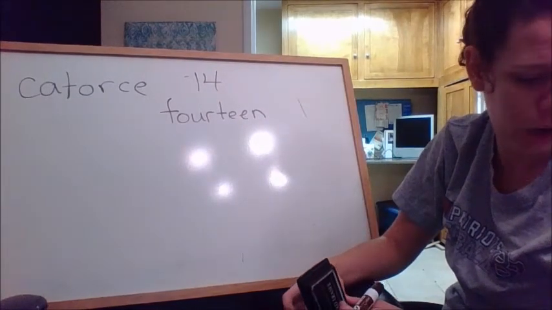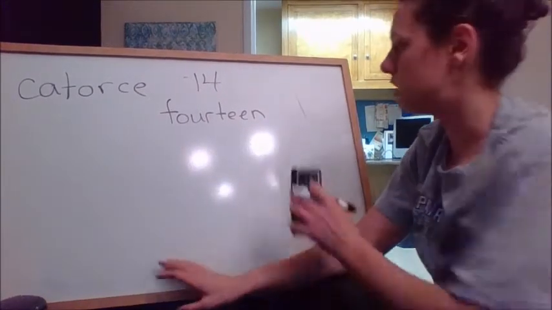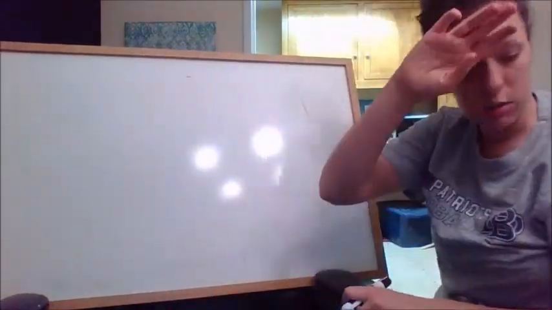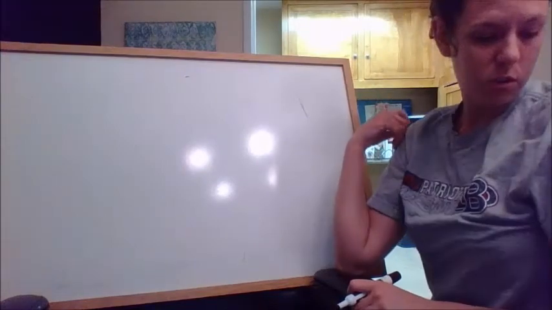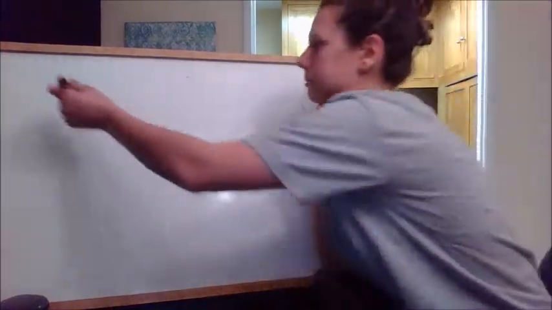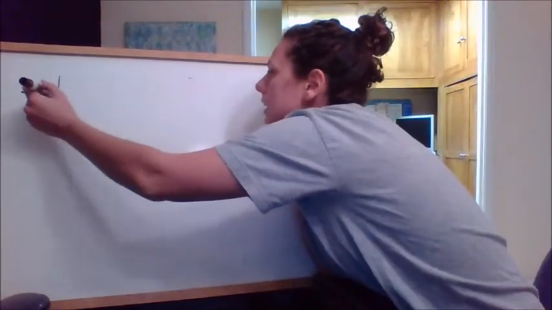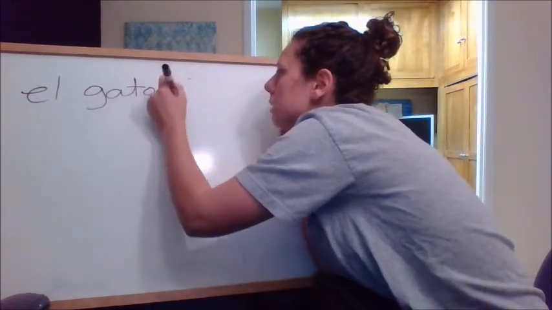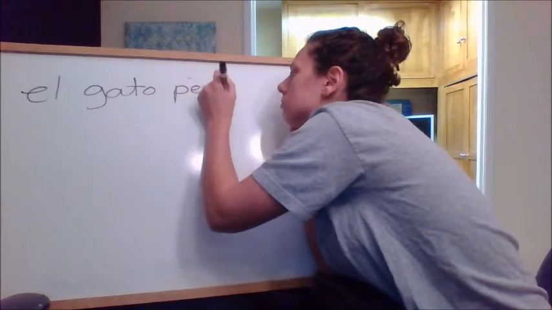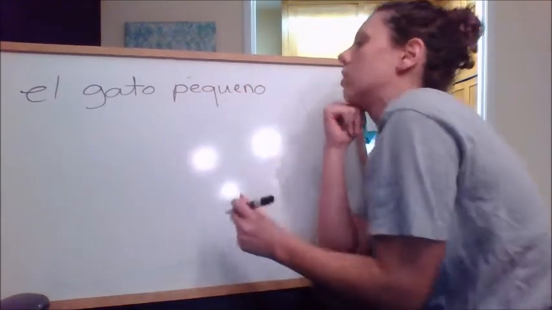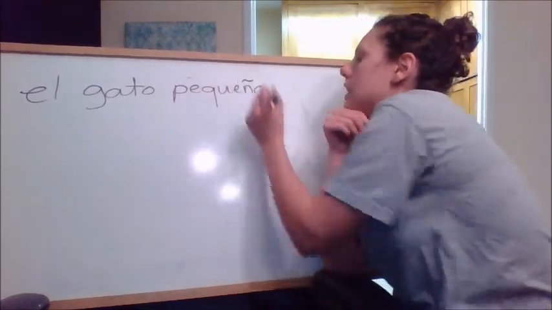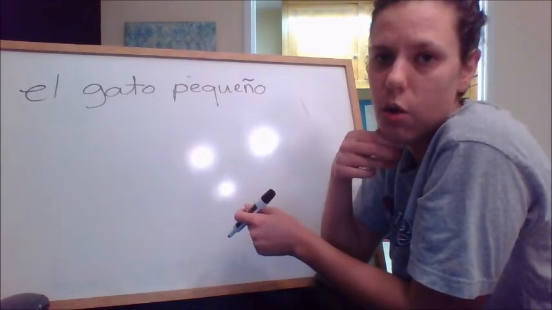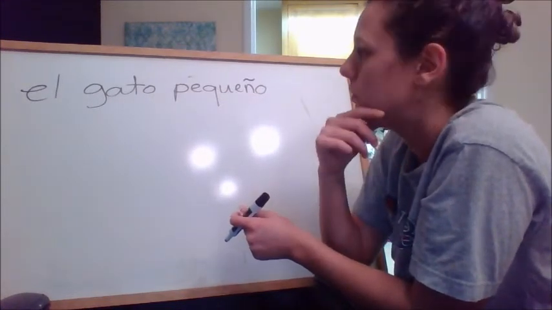Part 4 is make the following phrases plural. So I'm going to give you something like gato pequeño. Okay? El gato pequeño, the small cat. But you really don't need to even know what it means. All you have to know is how to make it plural.